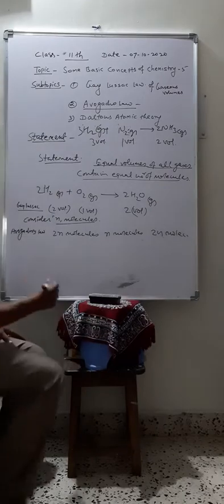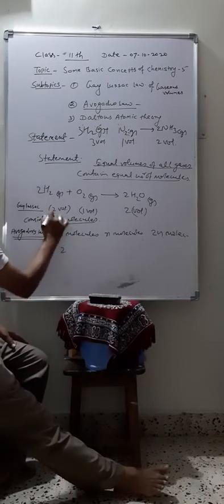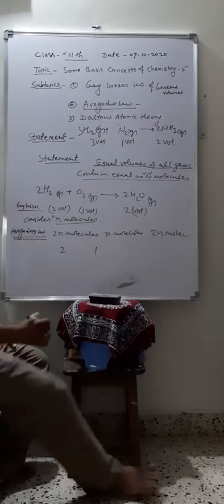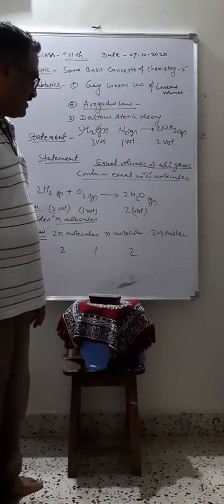According to Avogadro's law, we can say that 2 molecules of hydrogen gas combine with 1 molecule of oxygen gas to produce 2 molecules of water vapor.